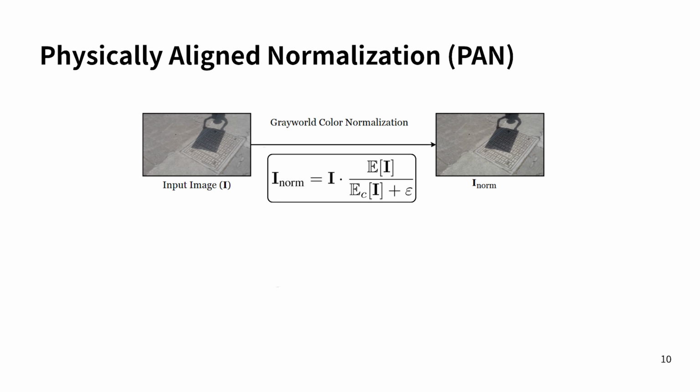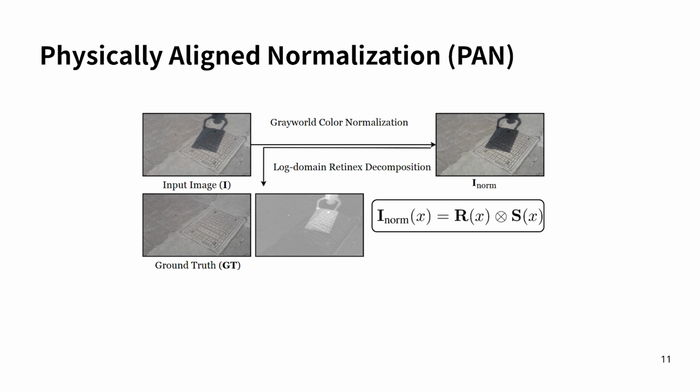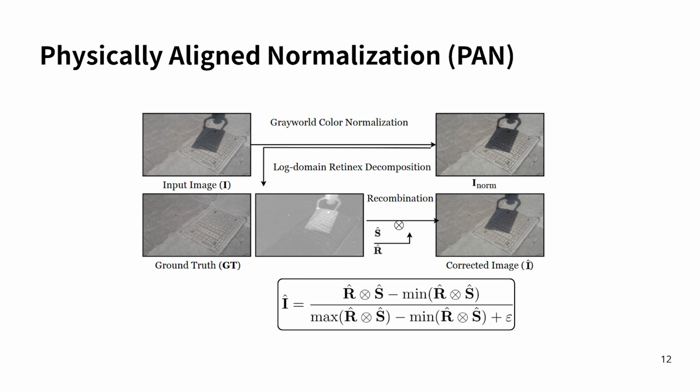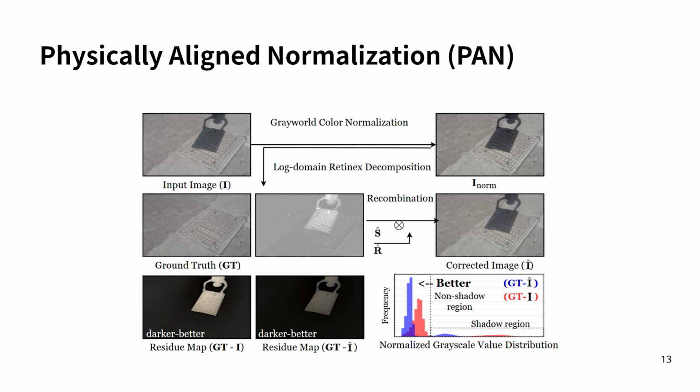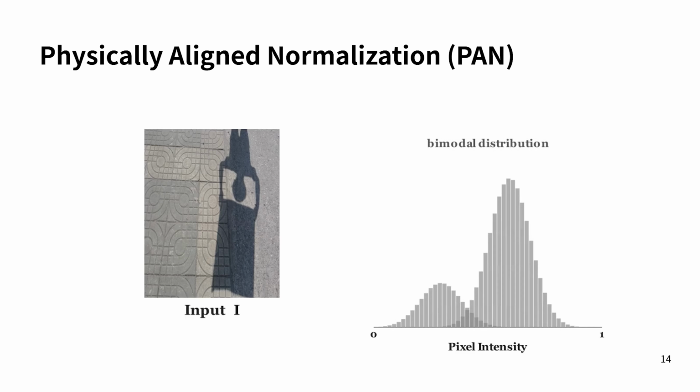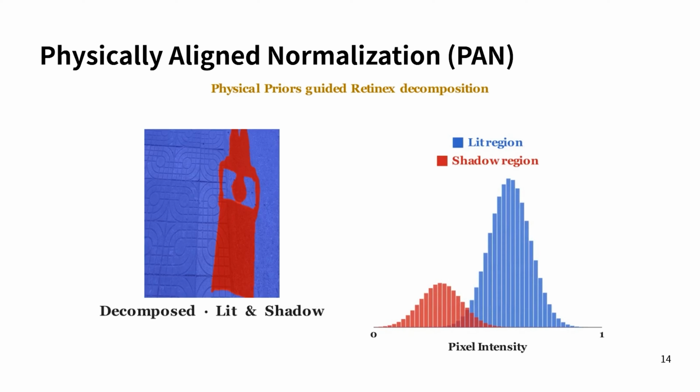Specifically, PAN achieves this through three sequential steps. First, gray world color normalization removes chromatic bias introduced by the illuminant by balancing each color channel to a neutral reference. Second, log domain Retinex decomposition separates the image into reflectance and illumination components, allowing us to estimate the global illumination and recover the pseudo-reflectance as the residual. Third, dynamic range recombination merges the separated components and rescales the result to a valid radiometric range, producing an illumination-consistent output image. The animation dynamically illustrates how PAN progressively corrects the input image through each of these three steps.